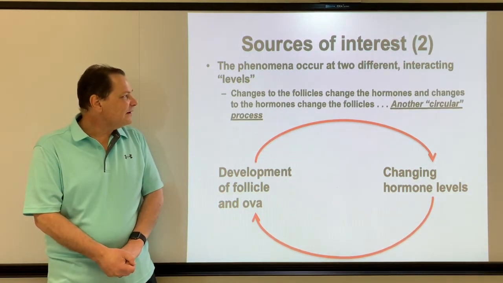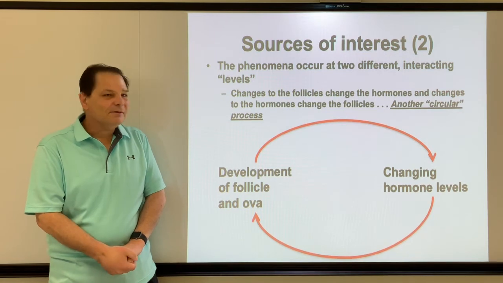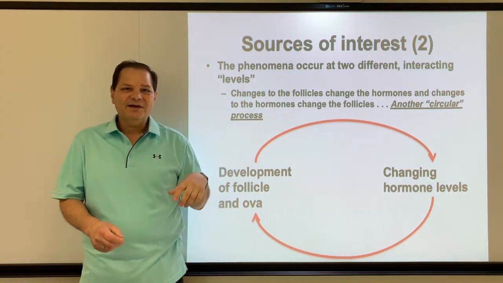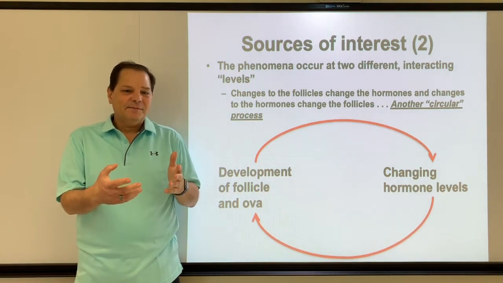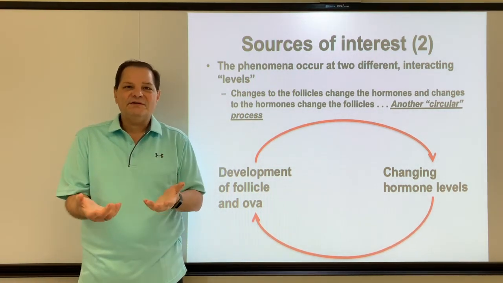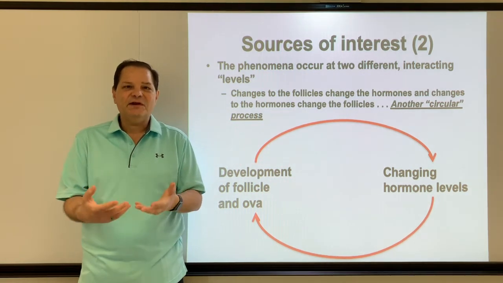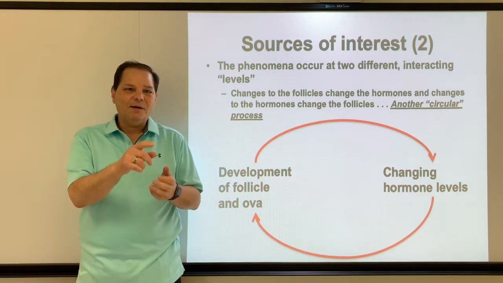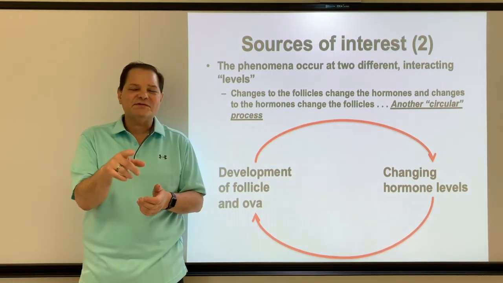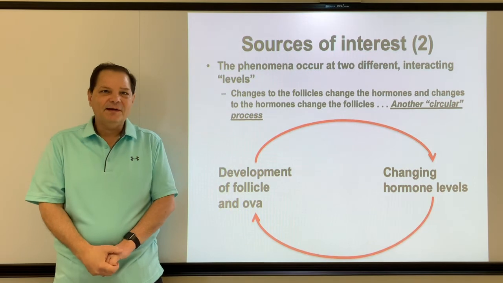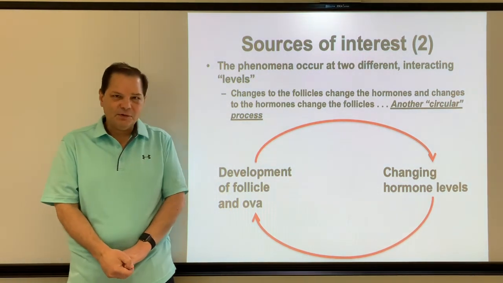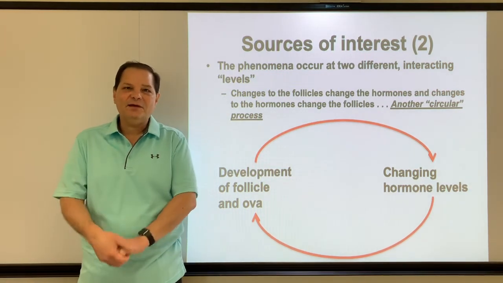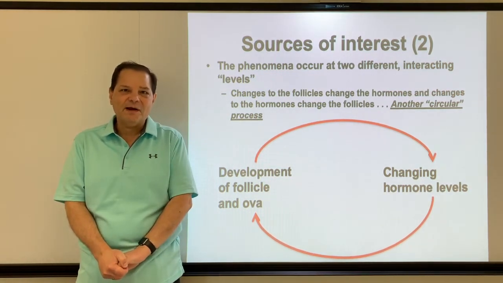What makes this particularly complicated is that these two things are related. In other words, the changes to the follicles are dependent upon changes in hormones, and when the follicles change, they change the hormone levels. So it's this circular process where follicles change the hormones, hormones change the follicles as they develop, and then die off, okay? So that is something to keep in mind, and that's why we're taking our time over this and going through it gradually, okay?